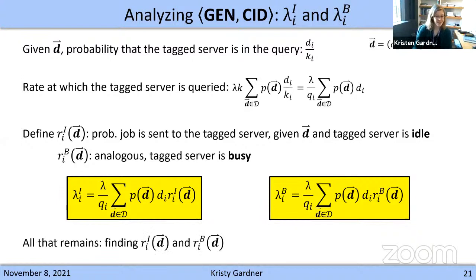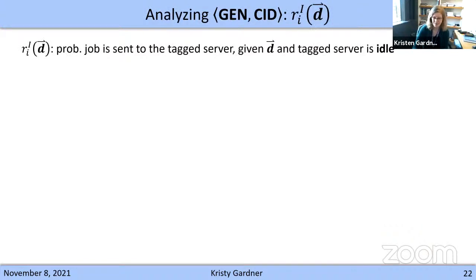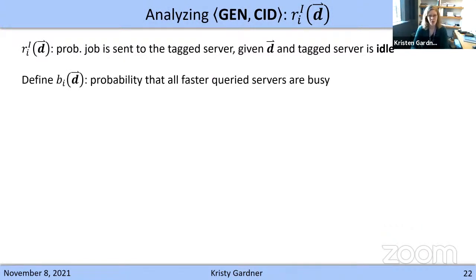Now, with these R notations in mind, we can write the arrival rate to the tagged server in terms of this R I when it's idle and in terms of R B when it's busy. So now all that's left for us is to find these R quantities, the probability that our job is sent to the tagged server when it's idle and when it is busy. And that's our next step. This is our last step. We're almost there on the analysis. I'm going to define one more piece of notation.